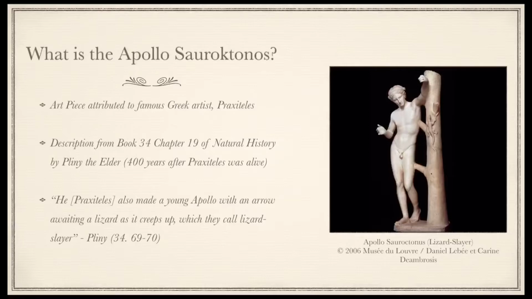Pliny gave a full description of the bronze statues, so it was not difficult to identify. He stated, "Praxiteles also made a young Apollo with an arrow awaiting a lizard as it creeps up, which they called Lizard Slayer." It was known to be made of bronze. The statue was said to be the epitome of Praxiteles' style, and also is easily distinguished because of the unfamiliar iconography that could not be related to any other specific cult of Apollo.